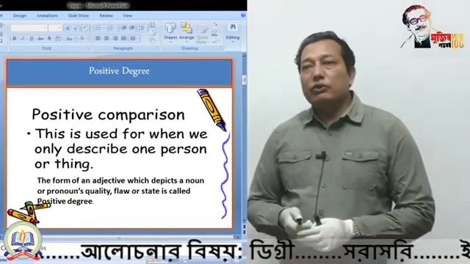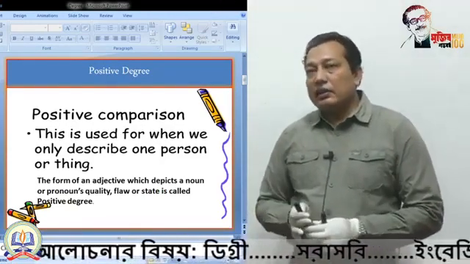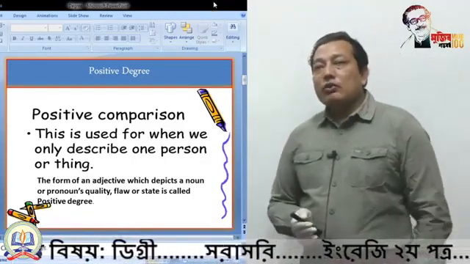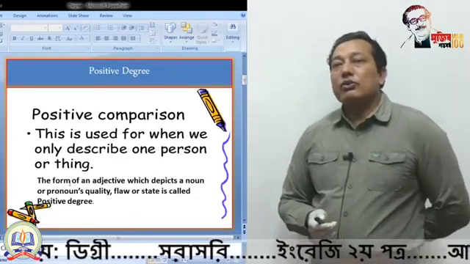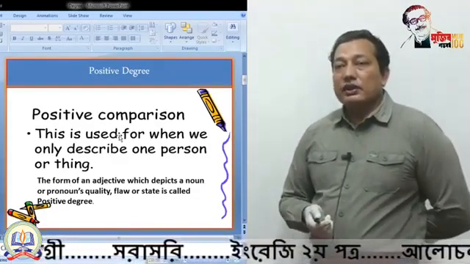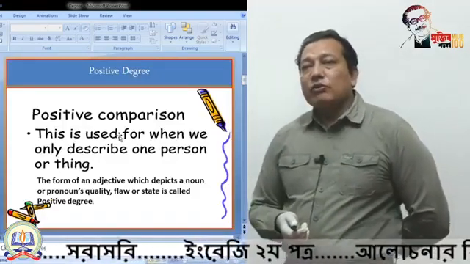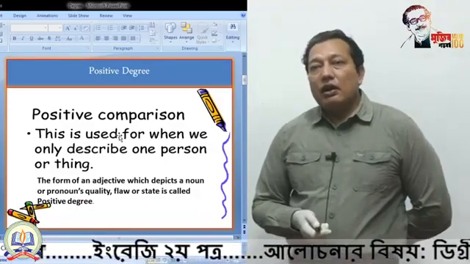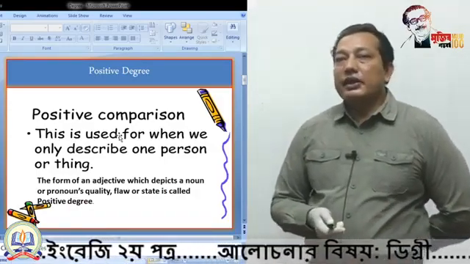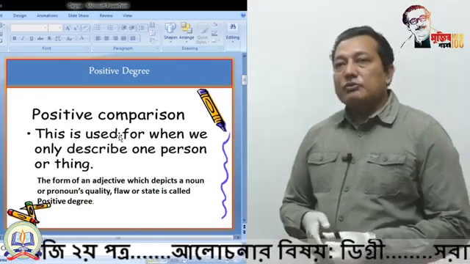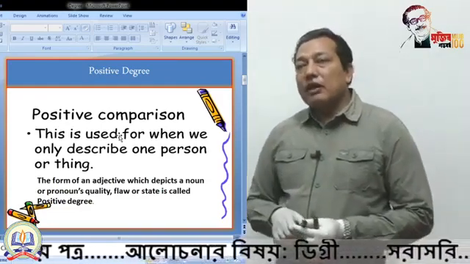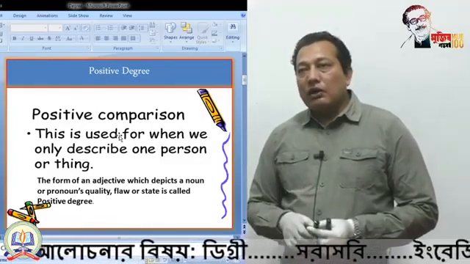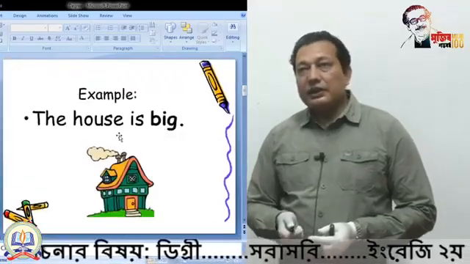This is used when we only describe one person or thing. That means positive degree is used only for one person's quality, or any other quality describing one person or thing. The form of an adjective which depicts a noun or pronoun's quality, flow or state is called positive degree. That means it denotes the quality of a noun or a pronoun.